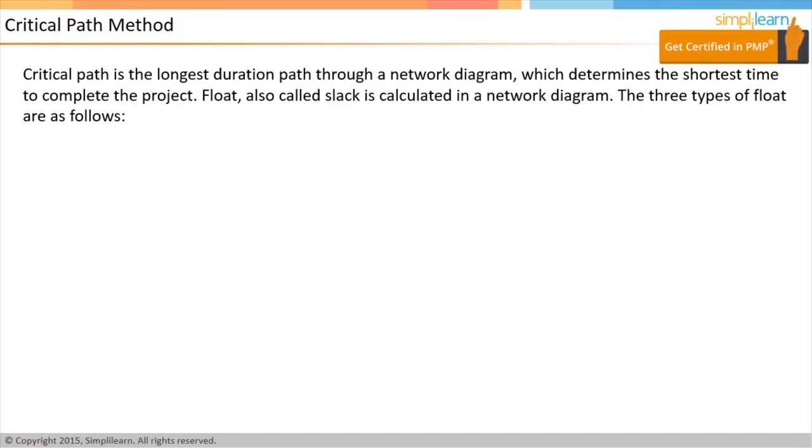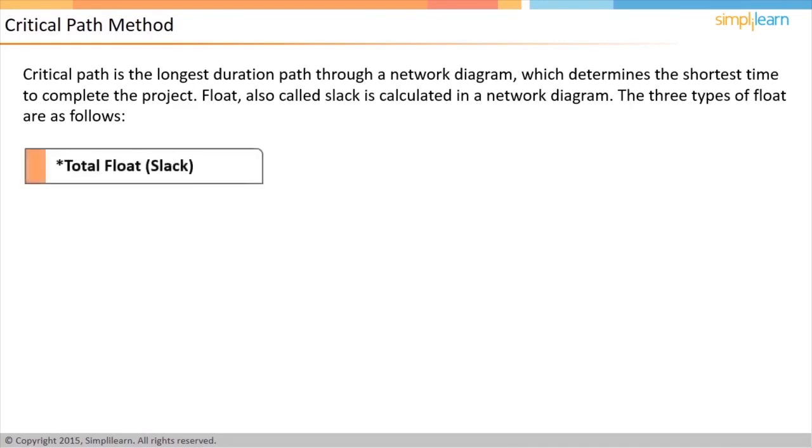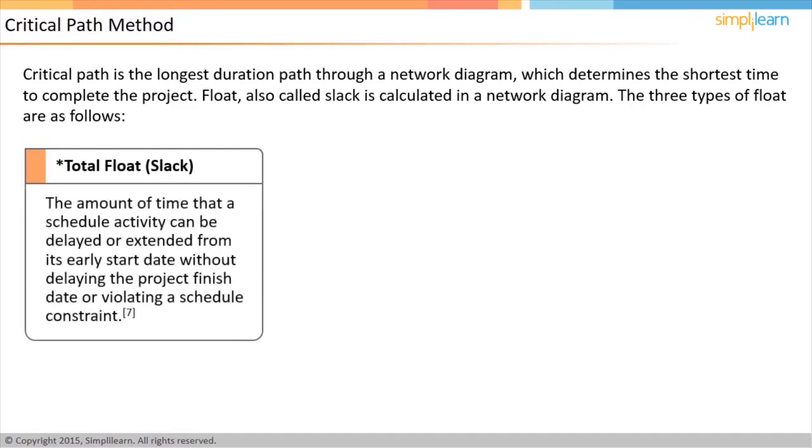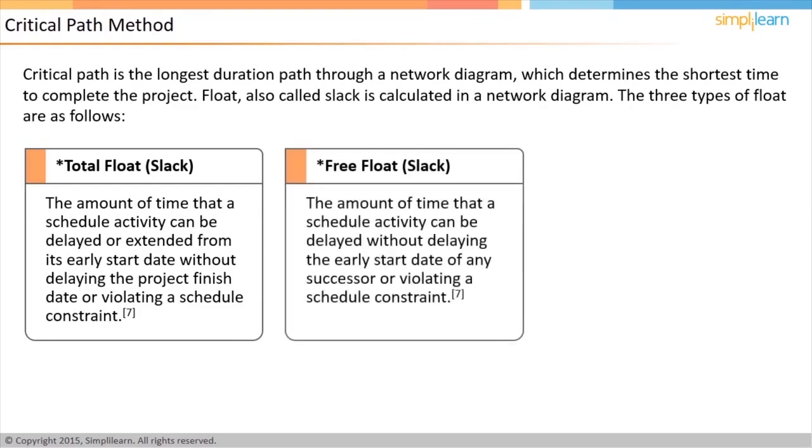Float is calculated once the network diagram is ready. It is also called slack. There are 3 kinds of float. The first being the total float, which is the amount of time an activity can be delayed without delaying the project end date or an intermediary milestone. The second type of float is free float, which is the amount of time an activity can be delayed without delaying the early start date of its successor or successors' activities.